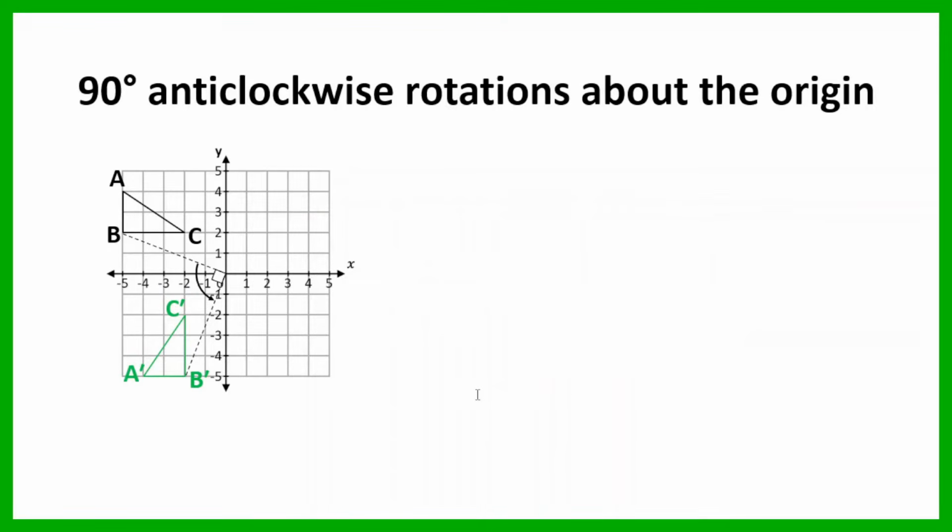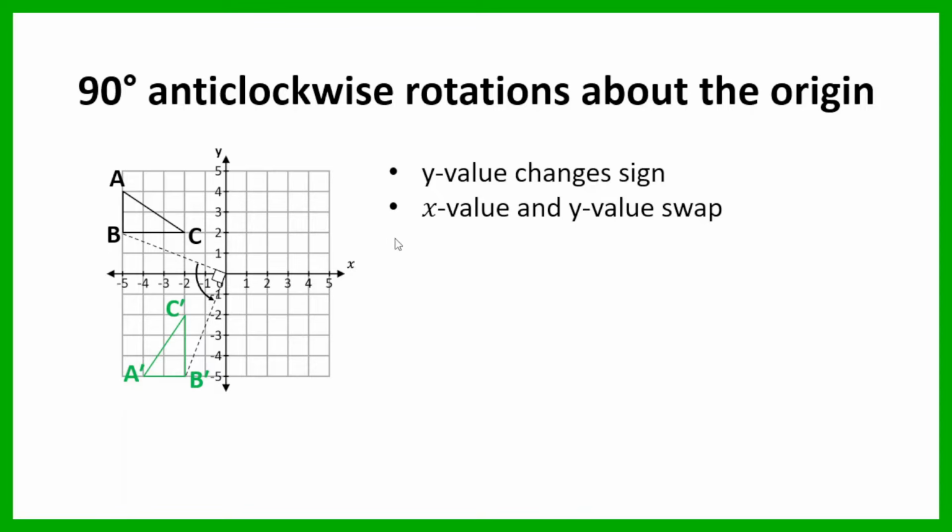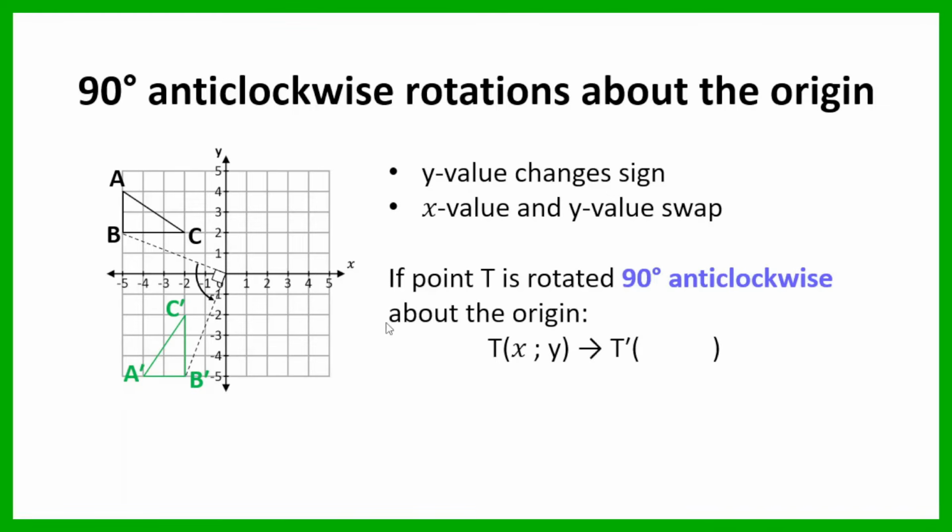If you rotate 90 degrees anti-clockwise about the origin, then it's going the opposite direction like this. Okay, then your y value is the one that's going to change sign, and x and y are still going to switch places.